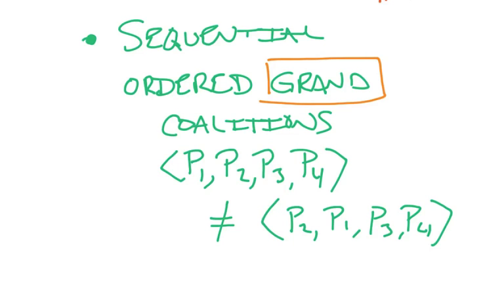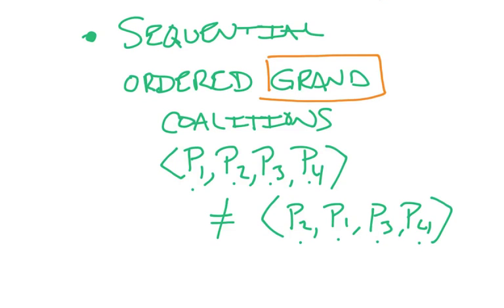So what the first coalition means is that player 1 votes first, player 2 votes second, player 3 votes third, player 4 votes fourth. And this other coalition means that player 2 votes first, player 1 votes second, player 3 votes third, player 4 votes fourth. So the order matters for these ordered coalitions. And remember, we make them all grand coalitions just for simplicity. It's really just to make our lives easier.